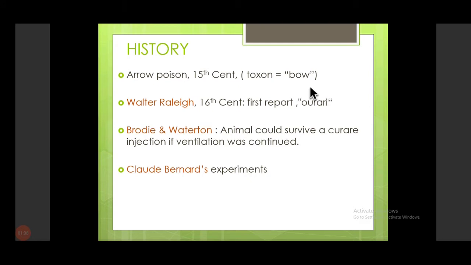So firstly, a brief about the history. These agents were initially known as arrow poison in the 15th century. You must have seen various movies where the soldier uses the string and bow, and on the spear of the arrow they would have that poison, which would go and strike the enemy, and the enemy would stop moving and would later on die.